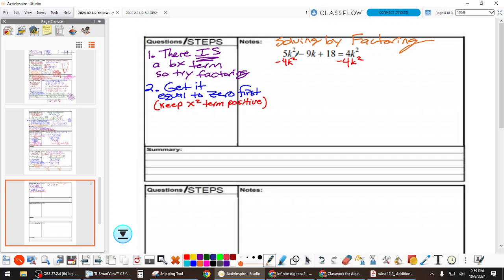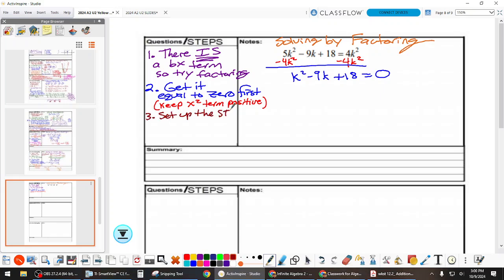And also be careful with combining your like terms. I can't combine k squared with k's or with the 18. It has to stick with its like kind. So 5k squared minus k squared is k squared, and then we have the rest of this stuff. Then it's equal to 0. So get it equal to 0 first. And then next step, we're going to set up our star.